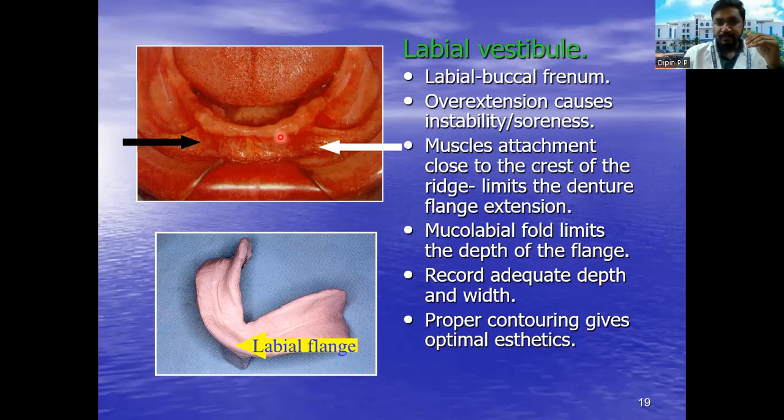So what will happen? There will be less seating area for the denture. When there is a reduced supporting area or seating area, it will result in reduced retention of the complete denture. So whenever it is highly required, we have to go for a surgical vestibuloplasty in order to get increased depth of the vestibule. And always it should be recorded to capture the adequate depth and width of the vestibule. Proper contouring gives optimal aesthetics.